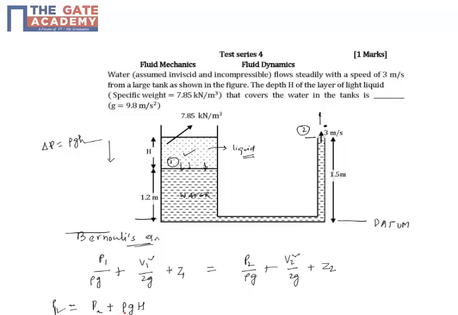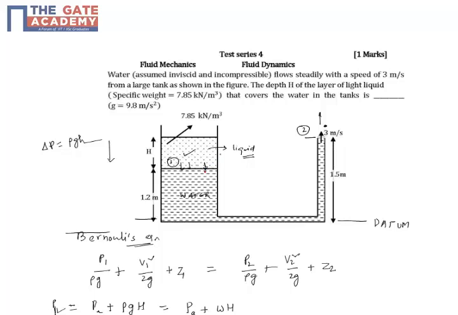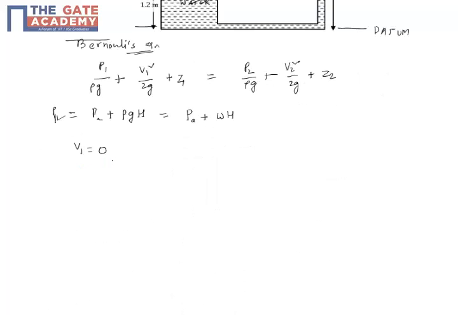Now rho g is specific weight, and the specific weight of that liquid is given. So I'll write Pa plus W h, because W is given for that liquid. And what is v1? V1 is 0 because it's a very large cross-sectional area, so the rate at which the level changes will be 0. Z1 is 1.2 on the left hand side. On the right hand side, P2 is atmospheric pressure, V2 is given as 3 meters per second, and Z2 is 1.5 meters.